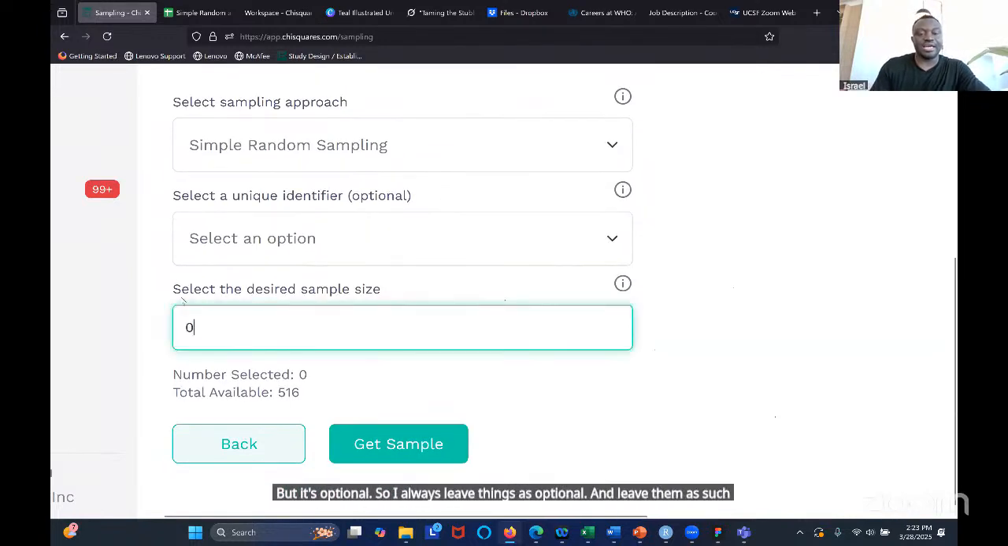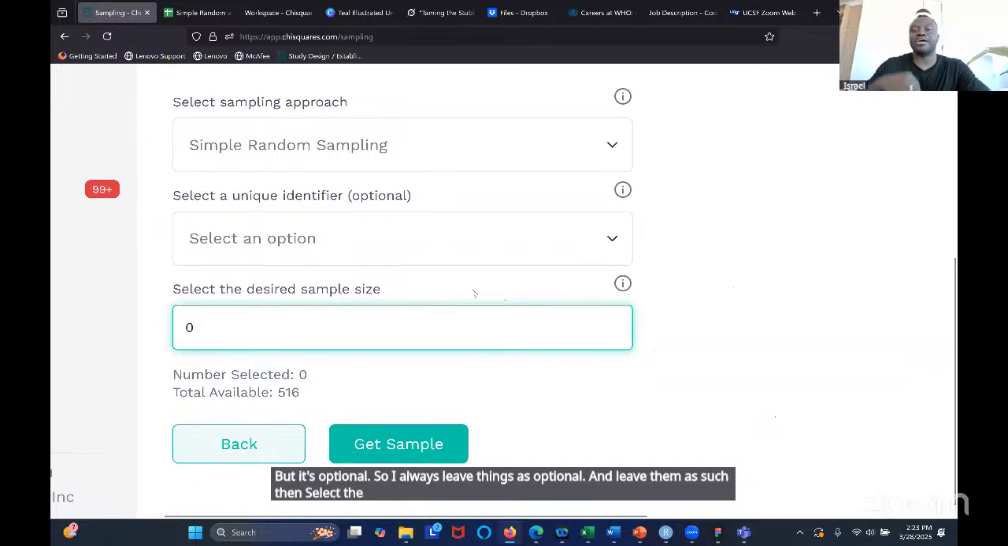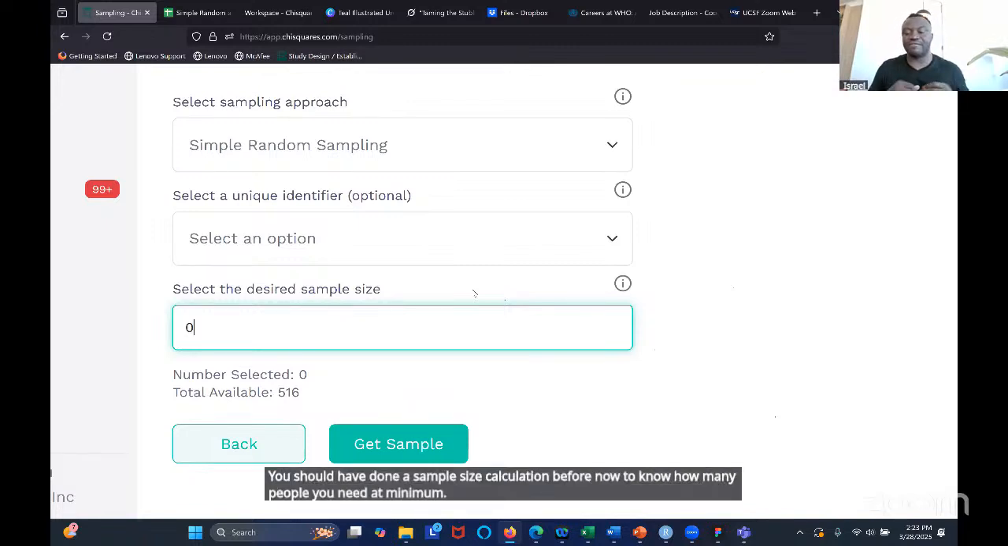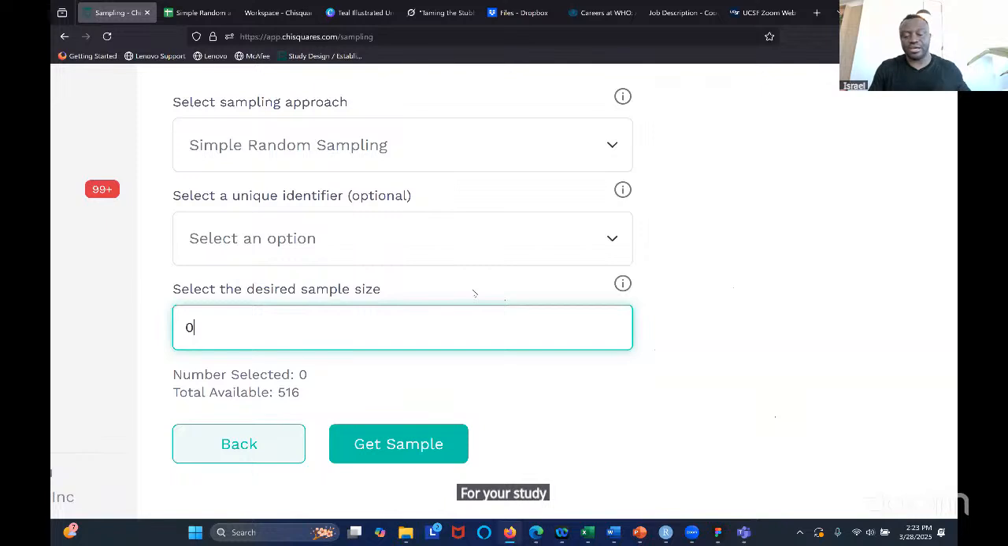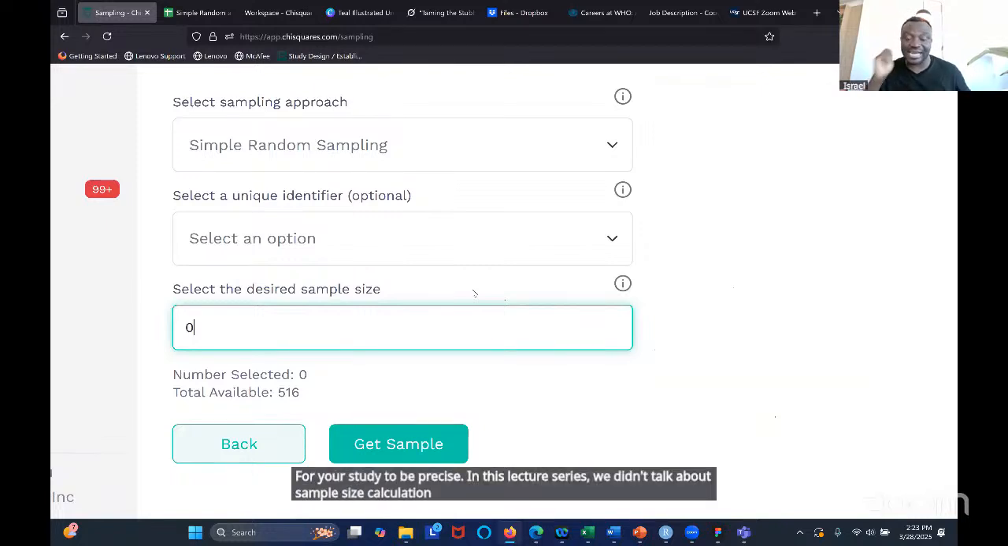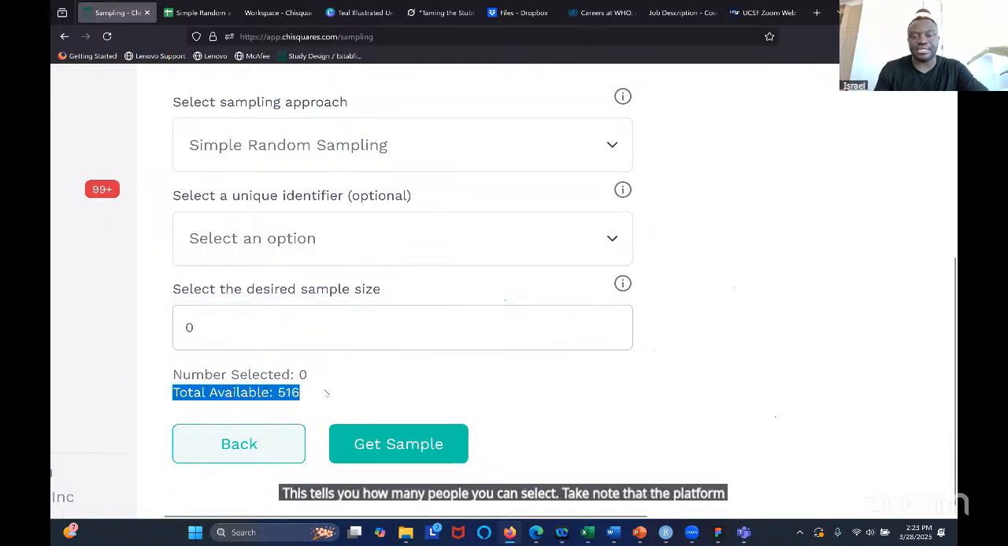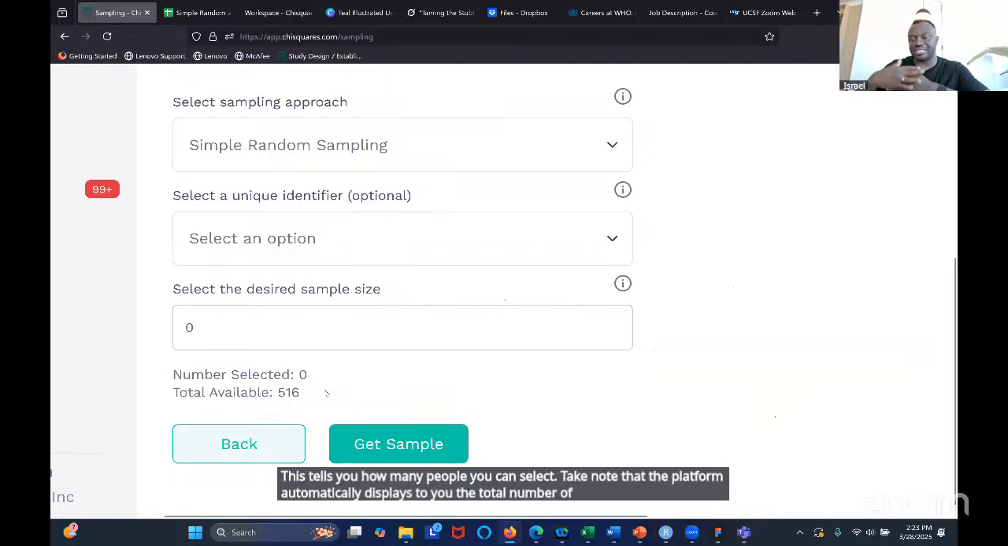Then select the desired sample size. You should have done a sample size calculation before now to know how many people you need at minimum for your study to be precise. In this lecture series, we didn't talk about sample size calculation. We're going to cover that next week. But let's say the sample size you calculated was 300. This tells you how many people you can select. Take note that the platform automatically displays the total number of people you have available in your sampling frame. So here we have 516.